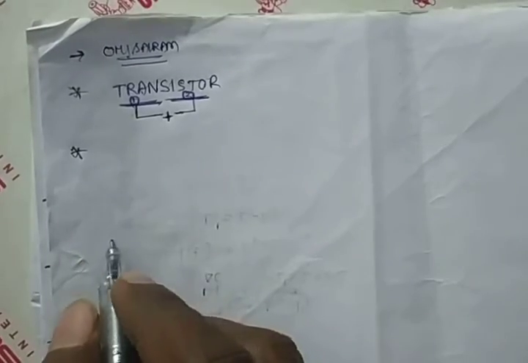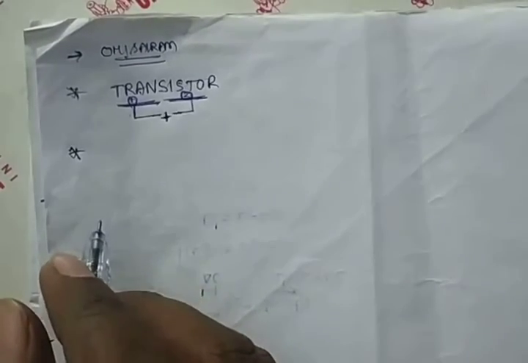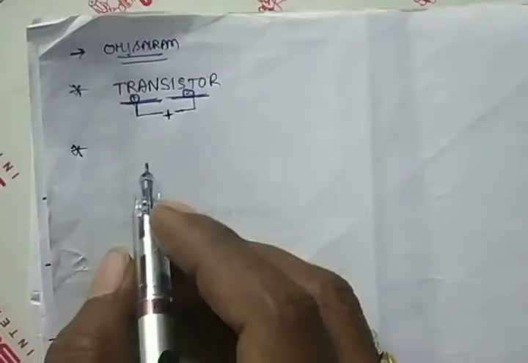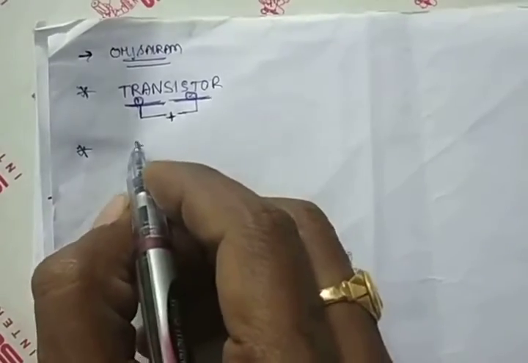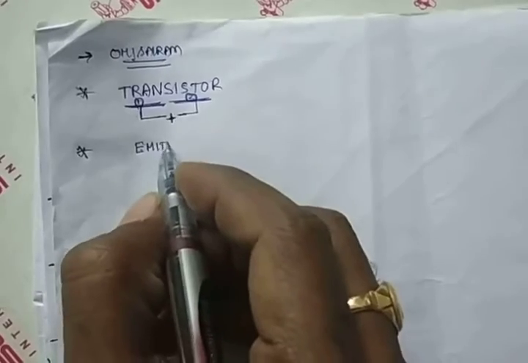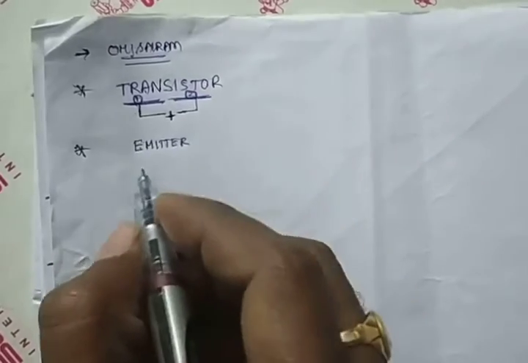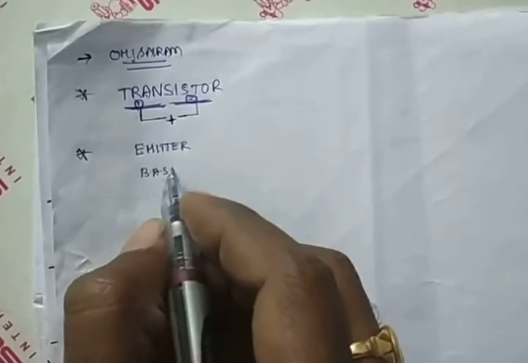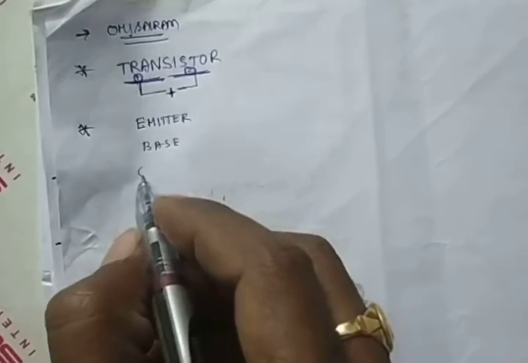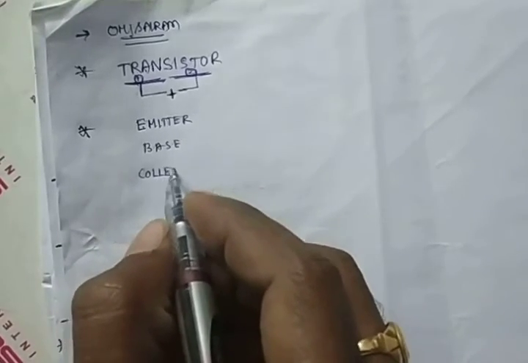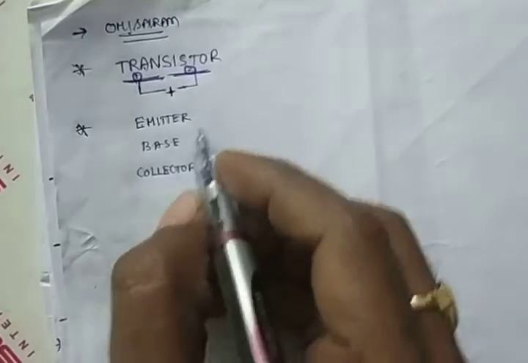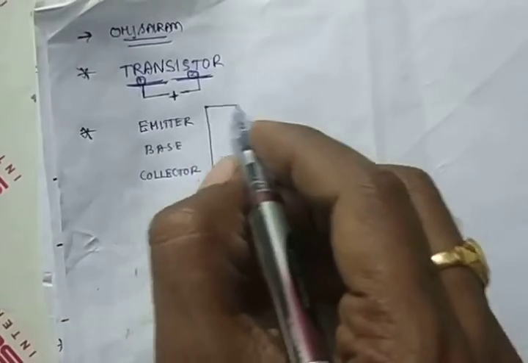In a transistor, how many terminals are present? The first one is emitter, second one is base, third one is collector. Okay.